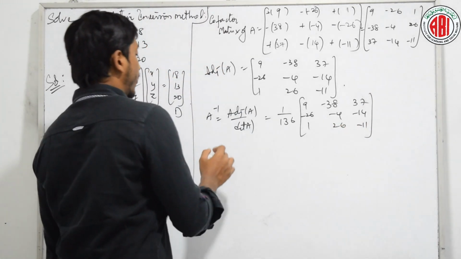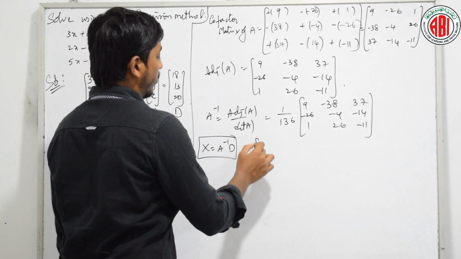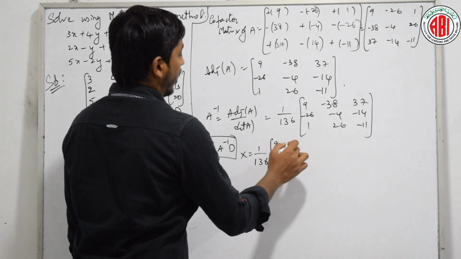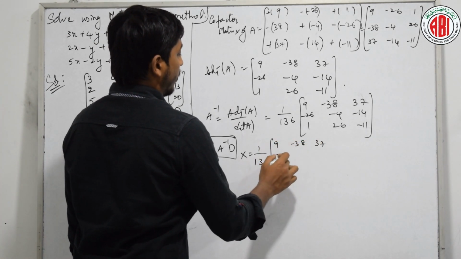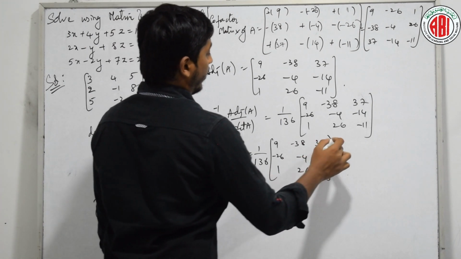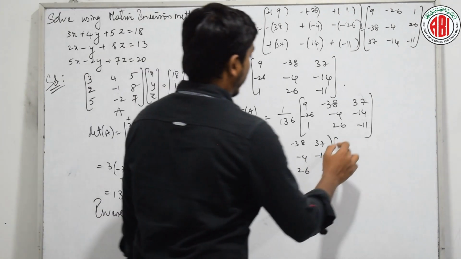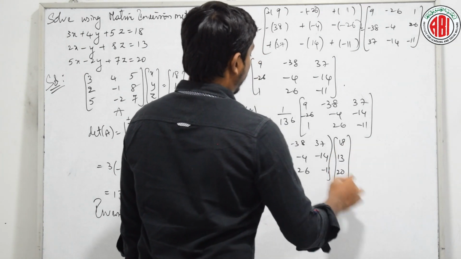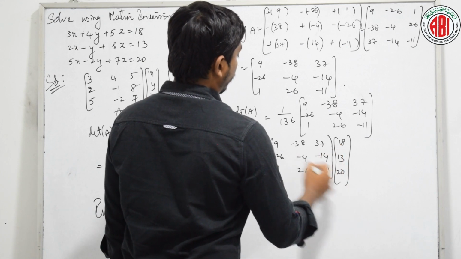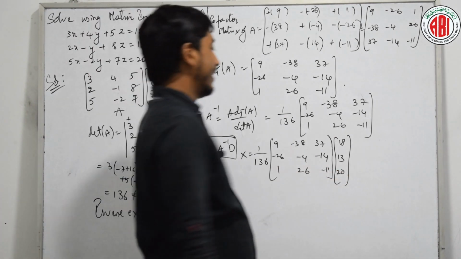What is my formula of inverse? X is equal to A inverse into D. Therefore, X is equal to, what is my A inverse? This is my A inverse, 1 by 136 into 9, minus 38, 37, minus 26, minus 4, minus 14, 1, 26, minus 11, into, what is D? D is my constant matrix, 18, 13, 20. Now we have to multiply these two matrices. What do we get?